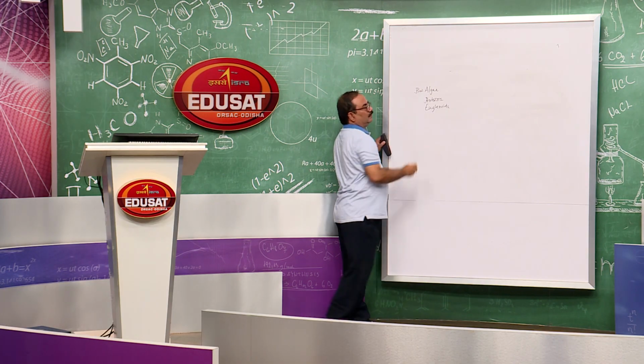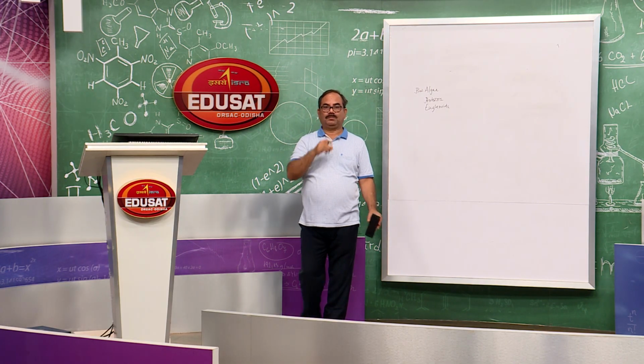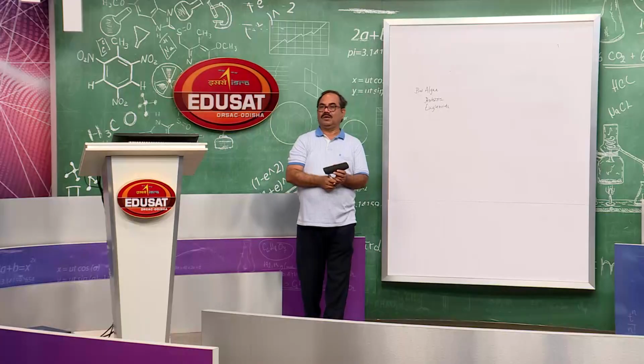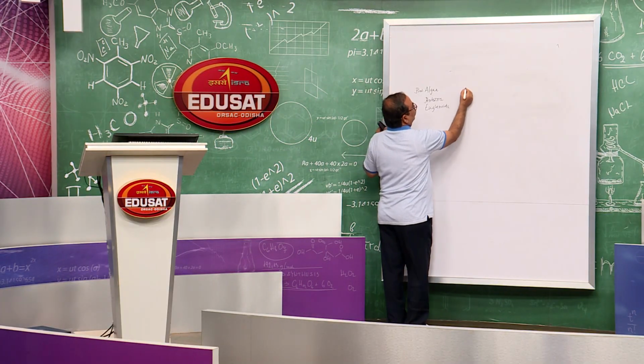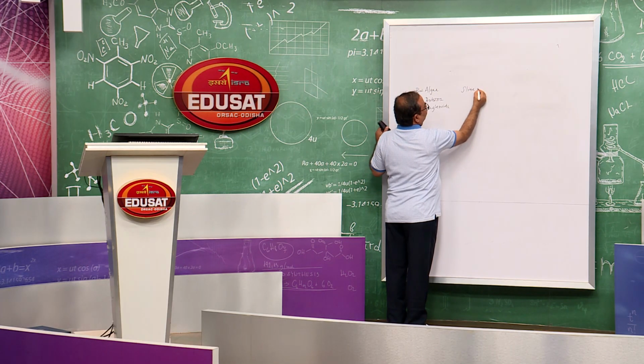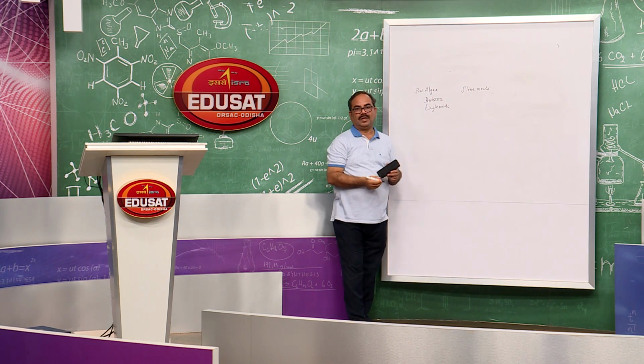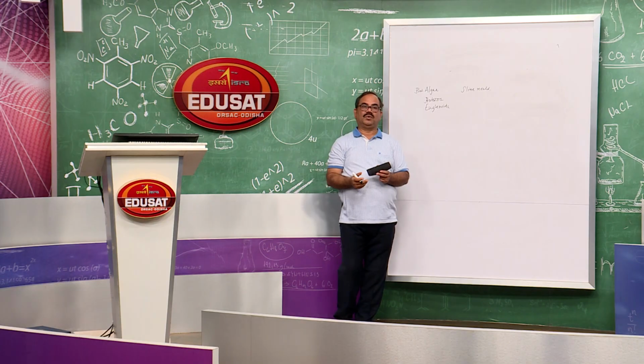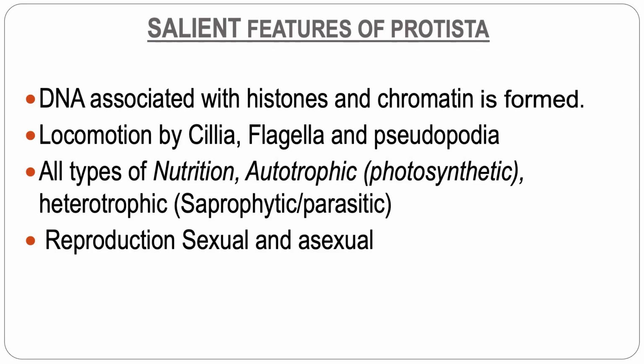This is not the general algae, but we shall refer to it as protista algae. Slime molds are without cell wall, we shall find slime molds under this, and it is interesting to see that slime mold will not have a cell wall during its vegetative phase, but will have cell walls developed during the reproductive phase. Then we shall go to the next characteristics. DNA associated with histones and chromatin is found.